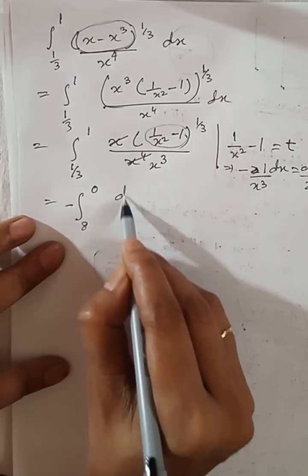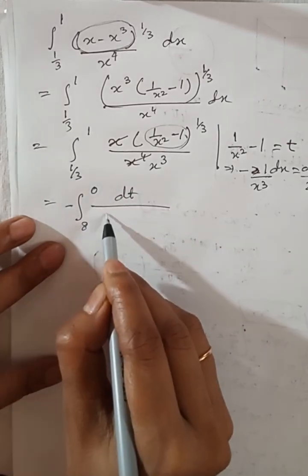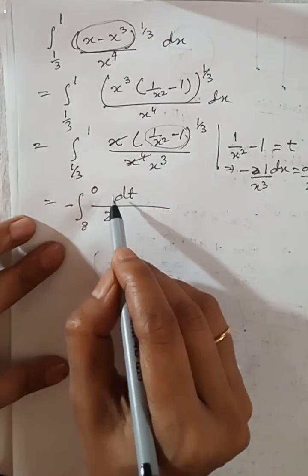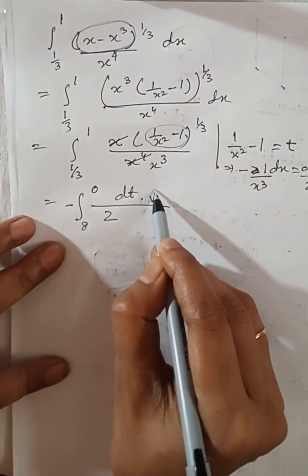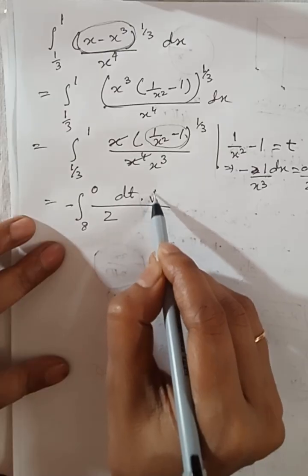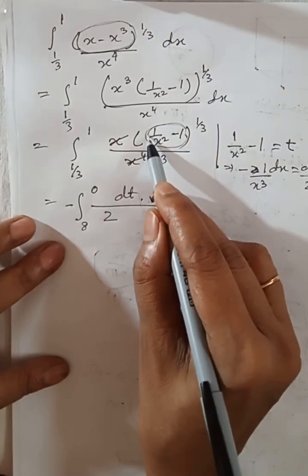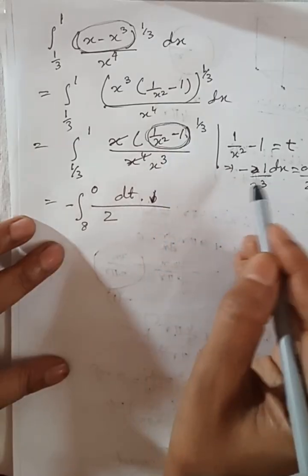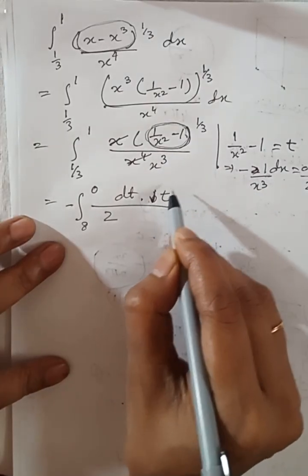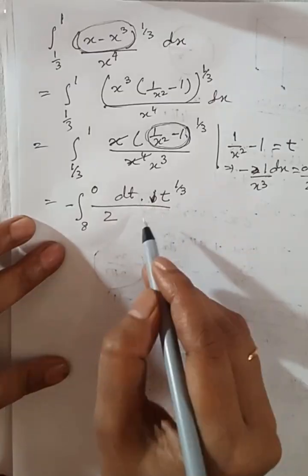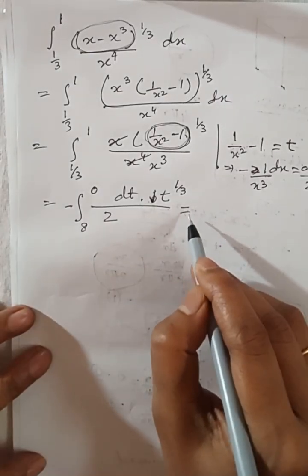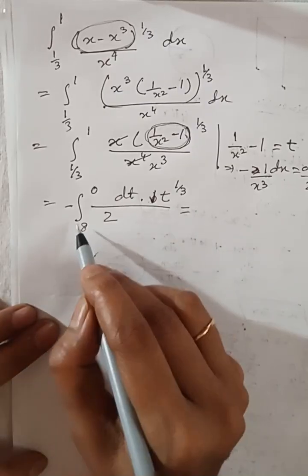So dt divided by 2, and this will be root, or cube root of t. We substituted 1 by x square minus 1 equal to t, so this will be t to the power 1/3. And finally the limits come minus 8 to 0.